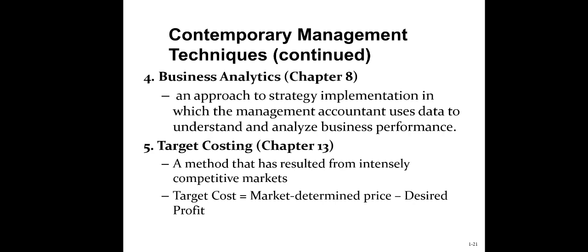Technique number 5 is called target costing. It is a method that has resulted from intensely competitive markets. Target cost equals market-determined price minus desired profit. Target costing is something like this.